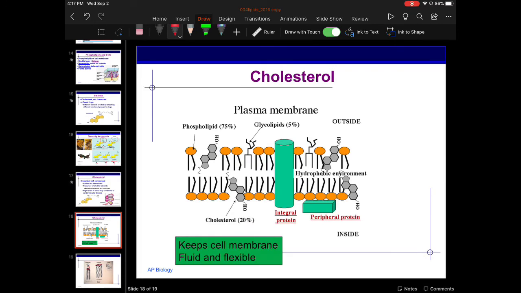Here's another good example of a cell membrane. These orange things are the glycerol heads, and then the black lines are the fatty acid tails. And you have cholesterol stuck in here in a couple of different places. And those cholesterol molecules help keep the cell membrane a little bit fluid and flexible. Because remember, the closer you pack lipids, the more solid they tend to become. Well, we need cell membranes to be fluid and flexible. So the cholesterol stuck in there helps the cell membrane to achieve that.